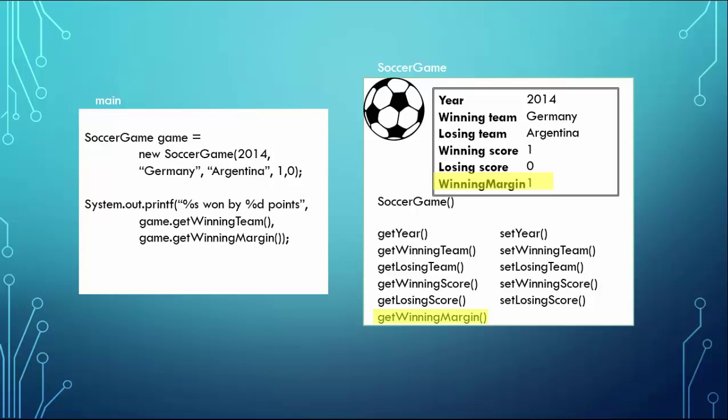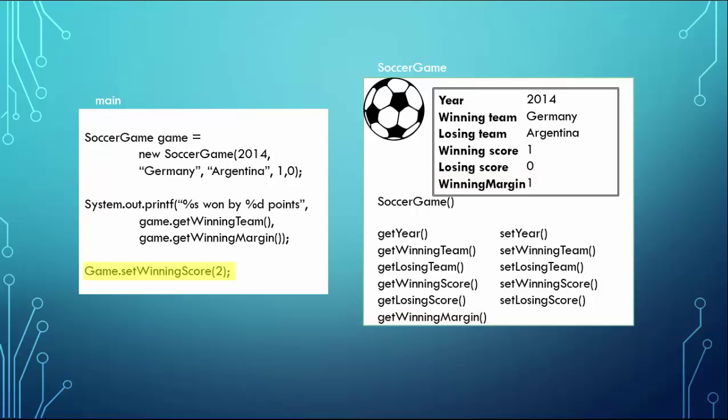You'll notice we're not adding a setWinningMargin method. That's because if a score is 5-3 and we set the winning margin to 3, does that mean the winning team scored 1 more goal or the losing team scored 1 fewer goal? It's not clear. So we'll leave out a set method. We're allowed to have get methods but not have set methods.